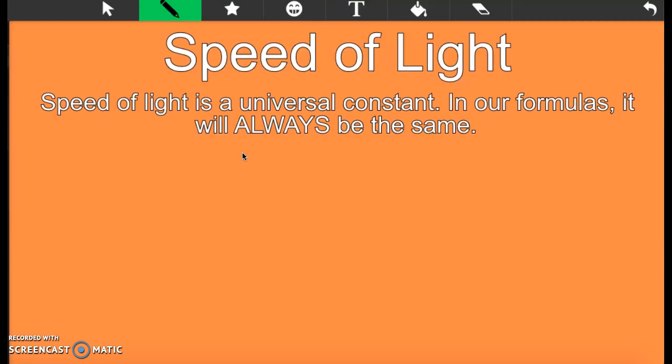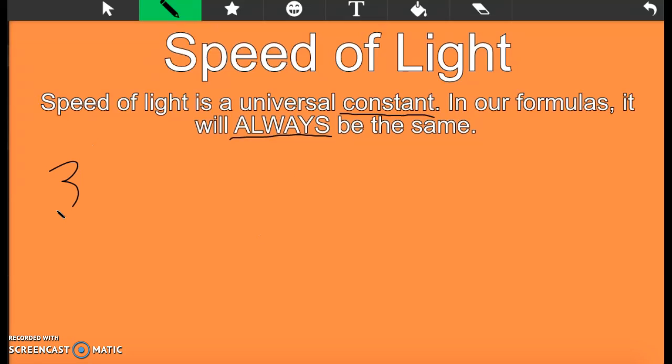Alright, real quick video on speed of light, calculating it, and a couple sample problems. Speed of light is a universal constant. In our formulas it will always be the same. Constant means staying the same, so that's good. And always is in all caps, because as far as we're concerned it will never ever change for this class.